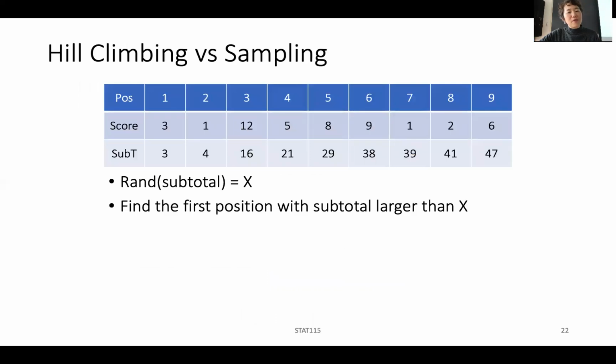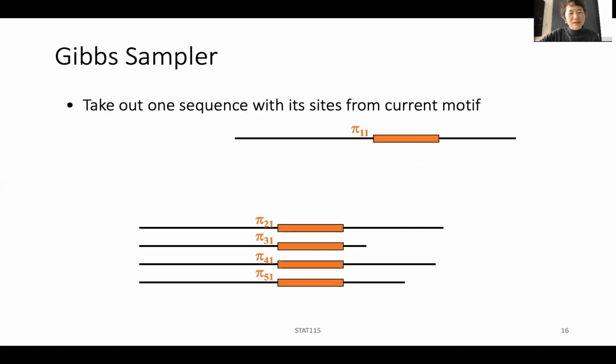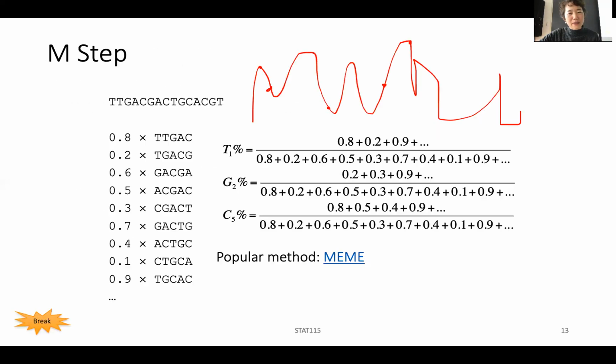So let me ask you, if you start from the initial, like the same hill climbing example that we saw before in expectation maximization, would we always end up in the same place in here? Is it deterministic?